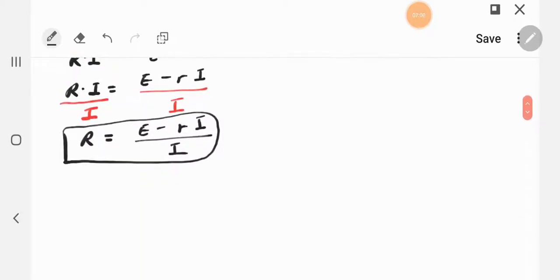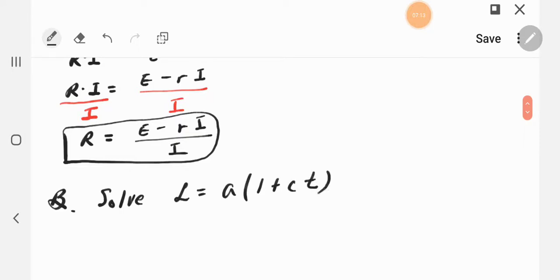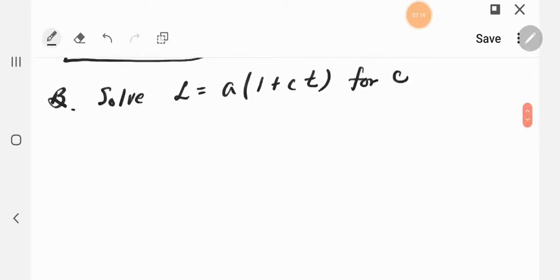Alright, let's try letter B. Letter B is now solve. We want to solve the equation. The equation is L is equal to A times (1 plus CT). And then solve this equation for C. Alright, so why don't we just distribute CT. C is inside the parentheses, so we will distribute.